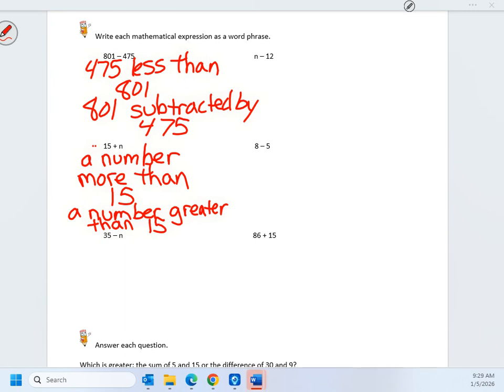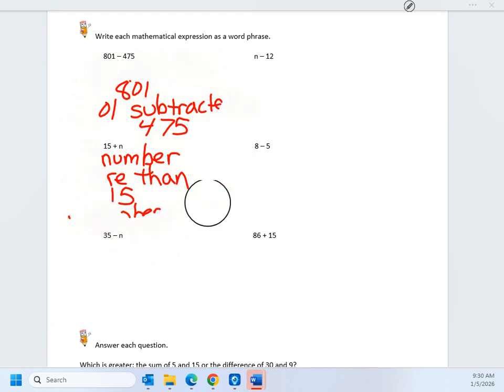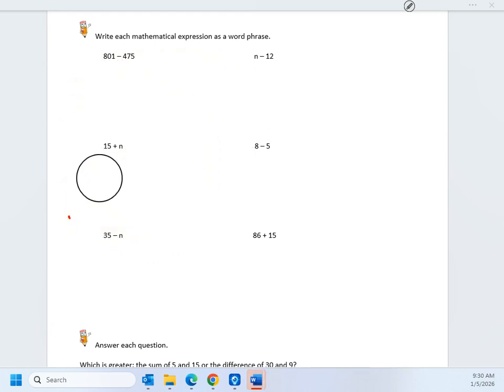15 plus a number, the sum of 15 and a number. Those are all verbal phrases that would work. You only have to write one. You have to know which words to use for the plus, which words to use for the minus. Any questions on writing a verbal phrase? All right, let's look at the bottom.